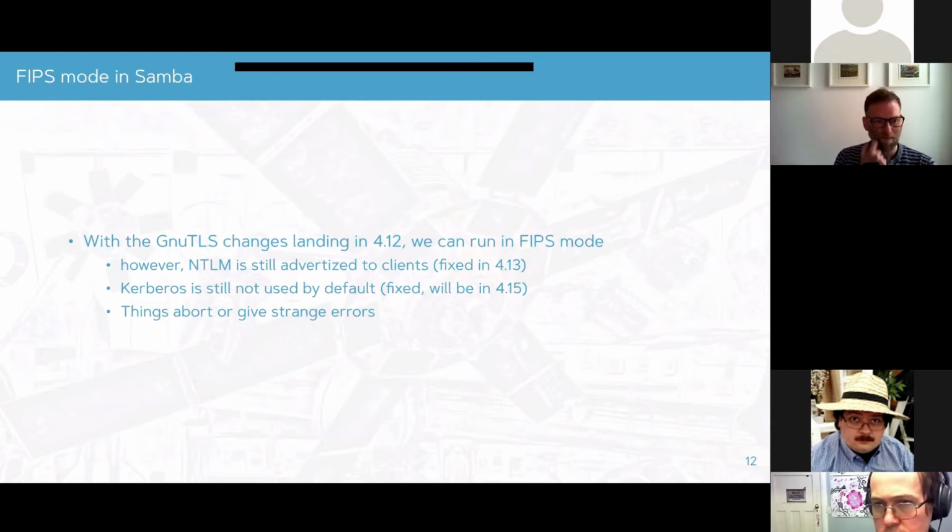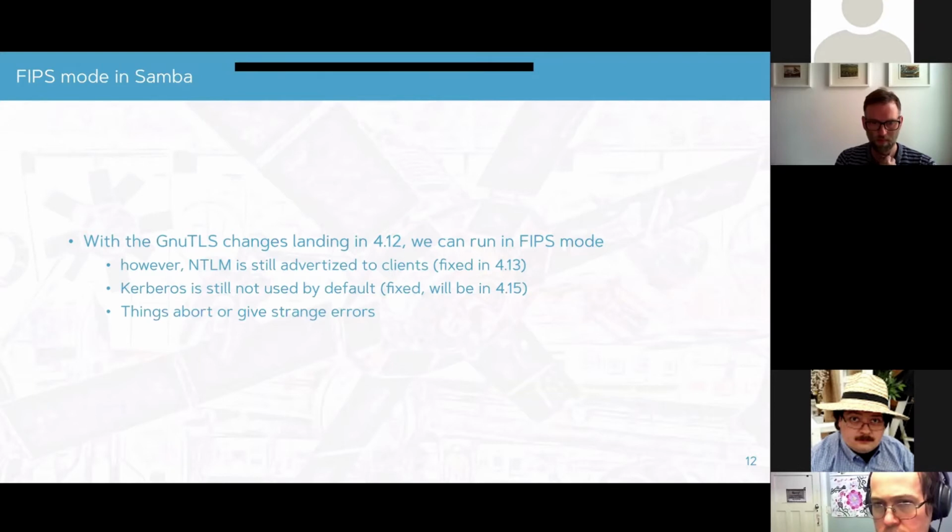Yes, thank you. So it not only helped with the speed of Samba operations, but it also allowed us to actually run in FIPS mode. So when all these changes finally landed in 4.12, we technically could run in FIPS mode, but there were a few things there.